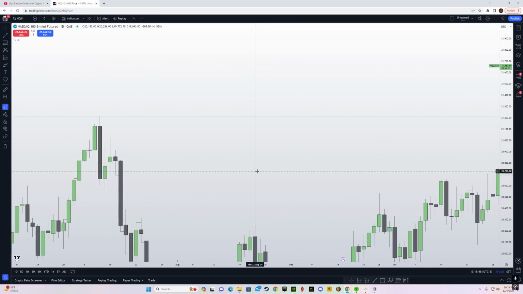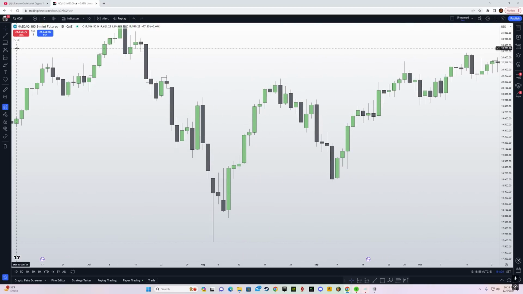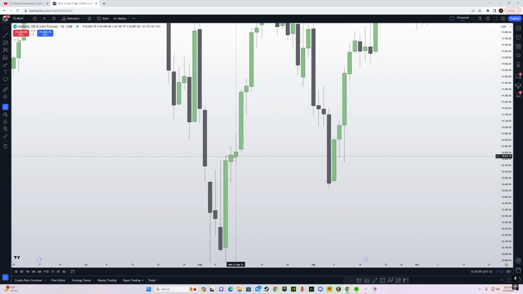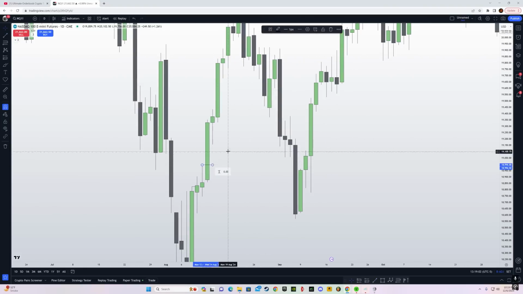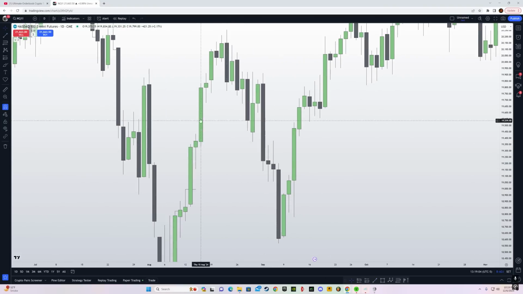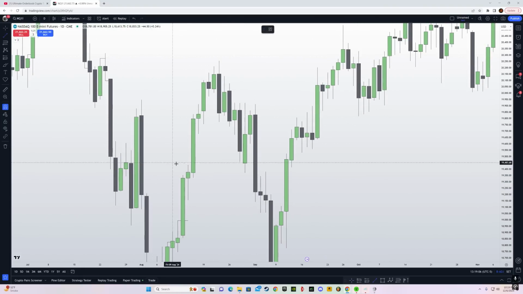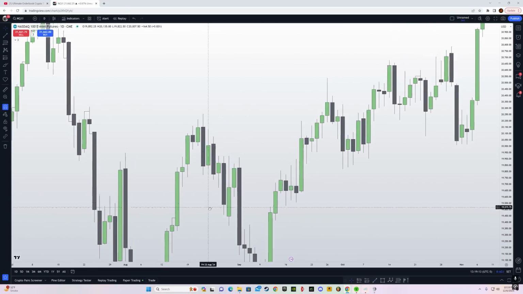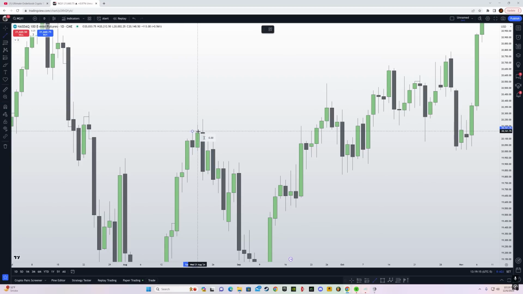Because at the end of the day, what I'm teaching you is power of three. We have accumulation, manipulation, and then distribution to the upside, right? So you can also see over here, we close above it. The third day was bullish. Look at it here. We close above it. The next day, the third day, bullish. Look at it here. We close above this high. The third day, which is this, is bullish. And then we reach this point where we have a reaction. And then the next day, the third day was bearish.